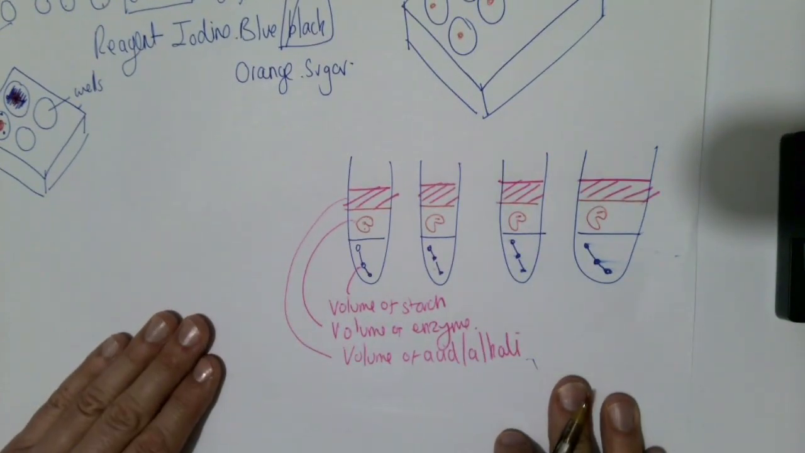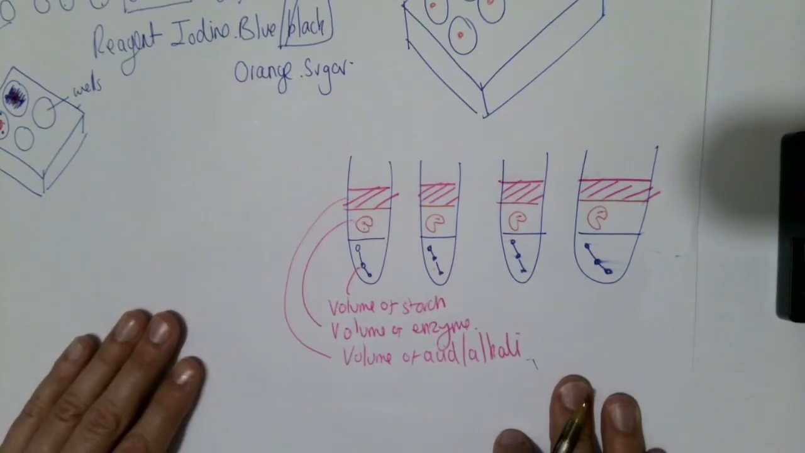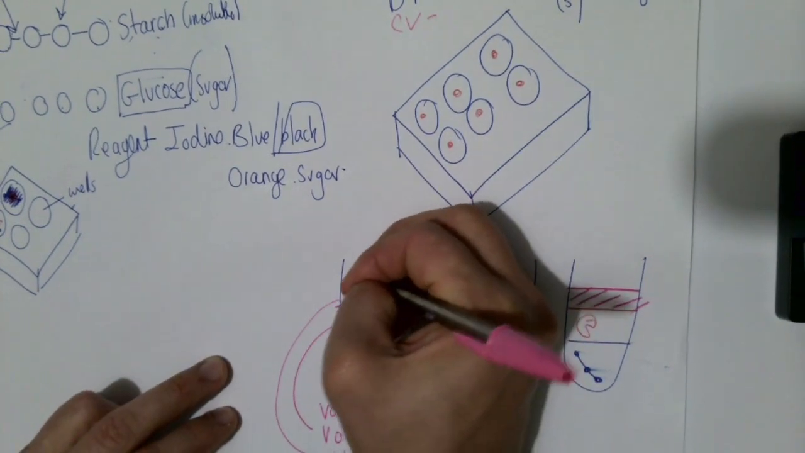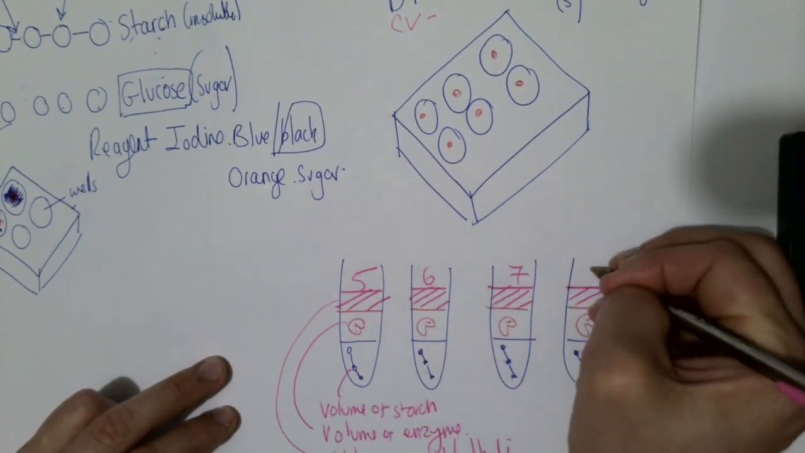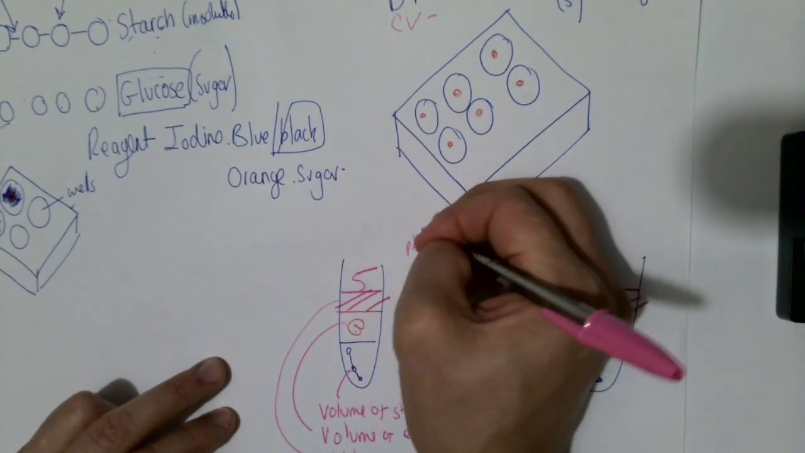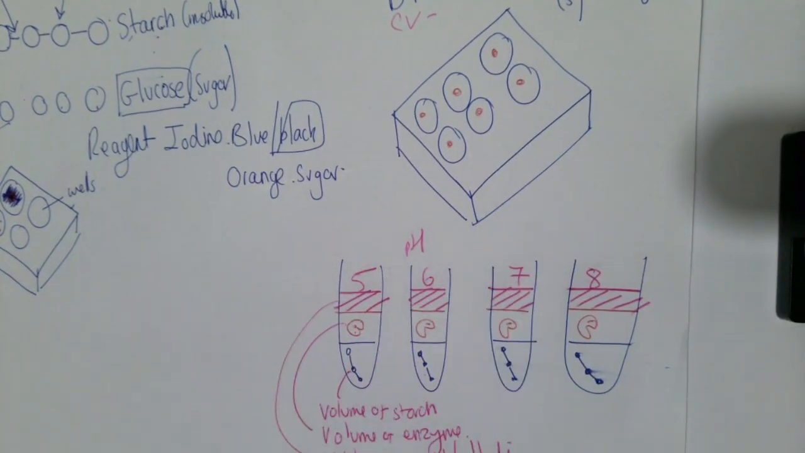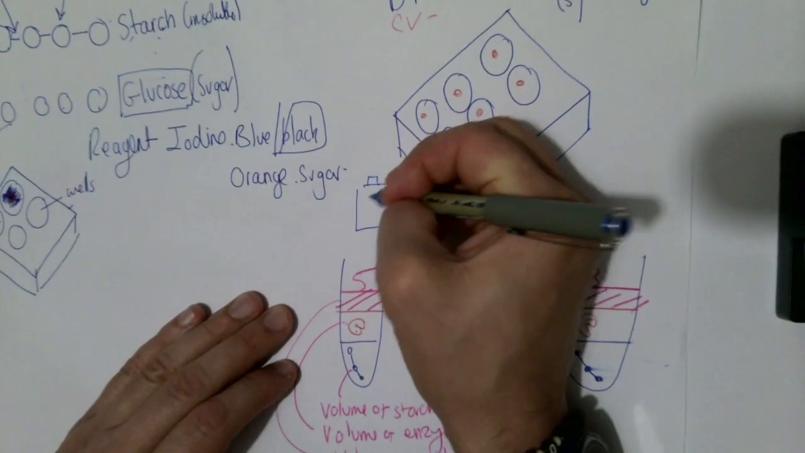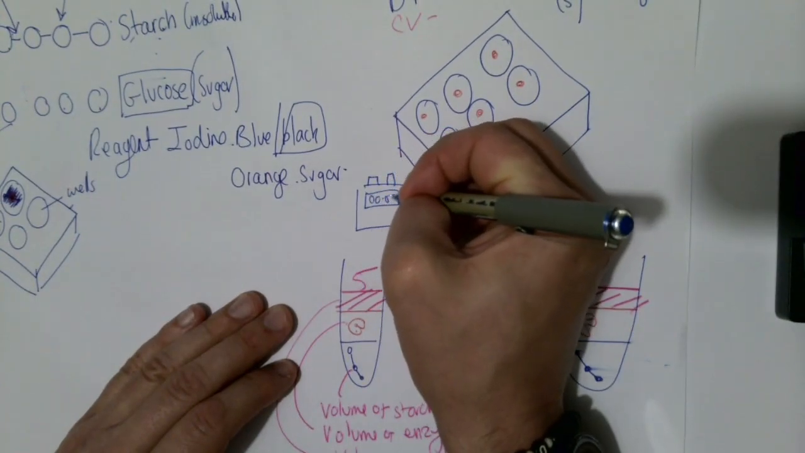Okay, right, and then what we do is as follows. Let's say this is pH 5, 6, 7, and 8. These are our pHs. We add it all together, you can stir it, and then someone is on a stop clock. There's our time, 0, 0.